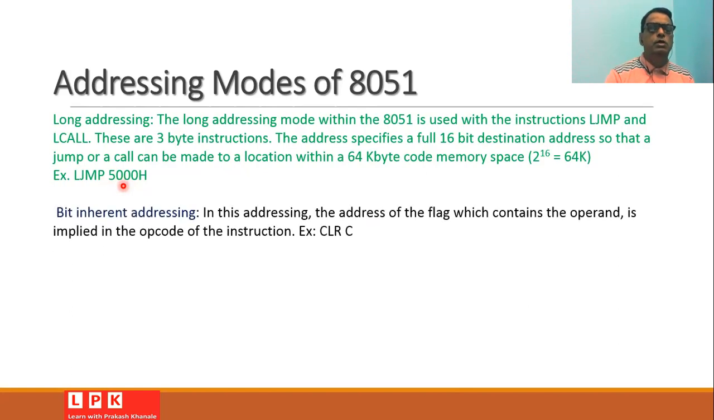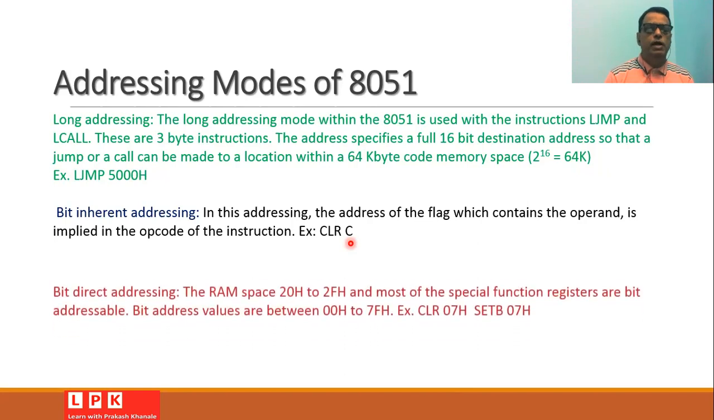Another addressing mode is the bit inherent addressing. In this addressing, the address of the flag which contains the operand is implied in the opcode of the instruction. Say, for example, when we write an instruction such as clear carry flag, CLR C, one can easily observe that the carry flag bit will be affected, and therefore such type of addressing is called bit inherent addressing.